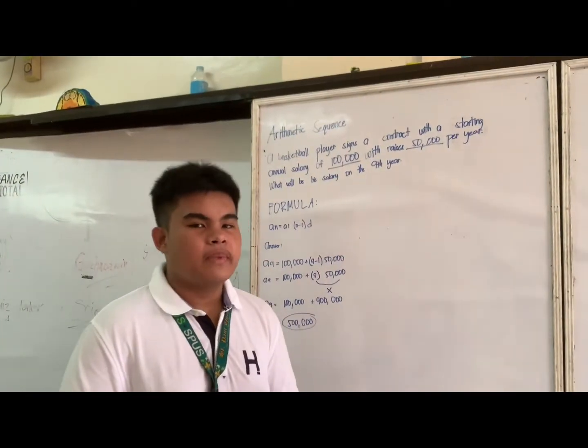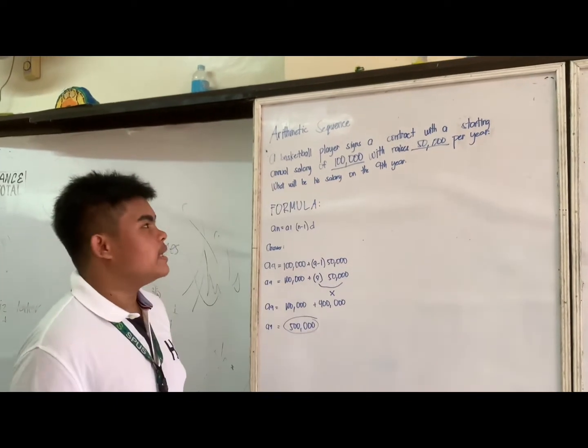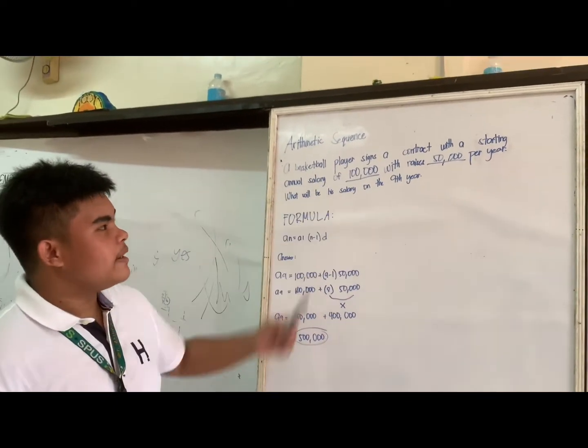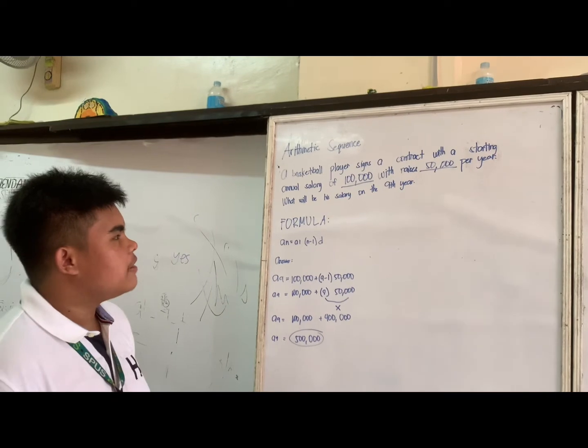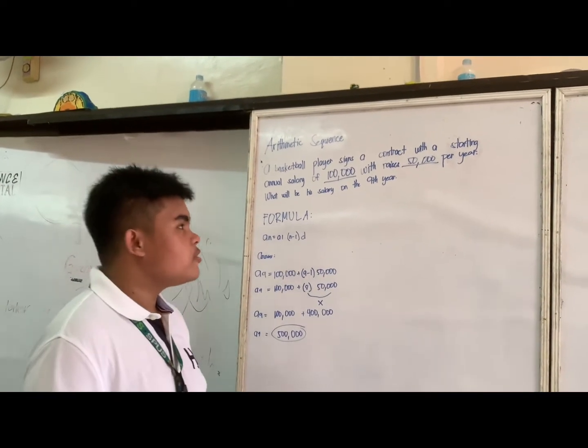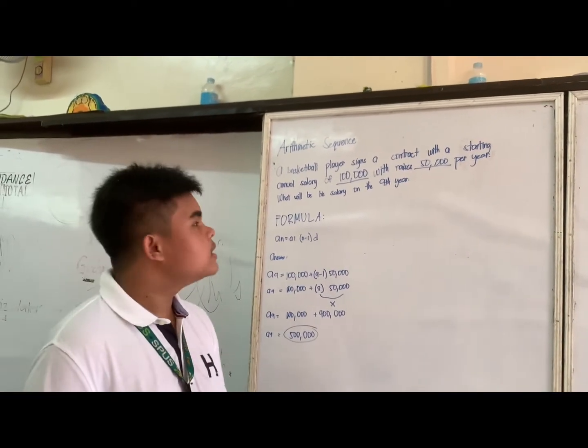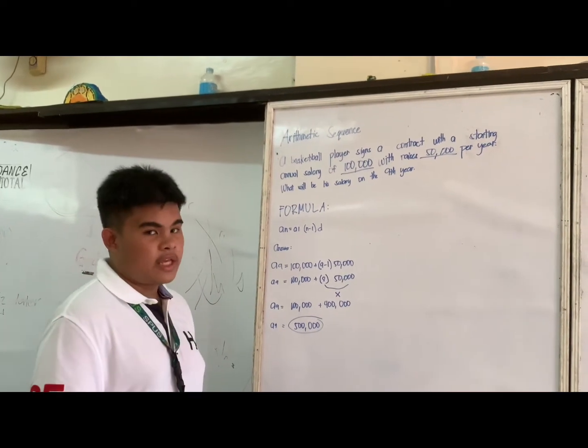Now that we're done with arithmetic mean, let's proceed to arithmetic sequence. A basketball player signs a contract with a starting annual salary of 100,000 pesos, with raises of 50,000 per year. What will be the salary of the ninth year?